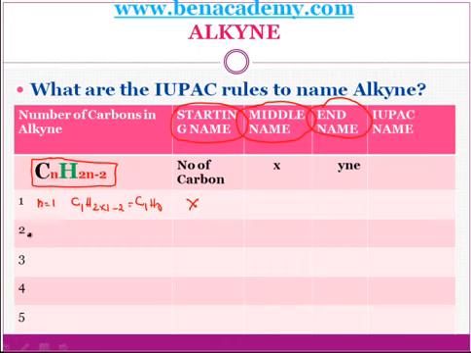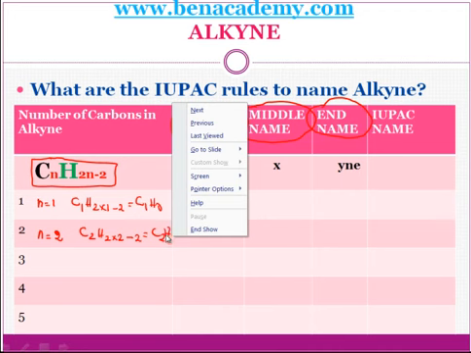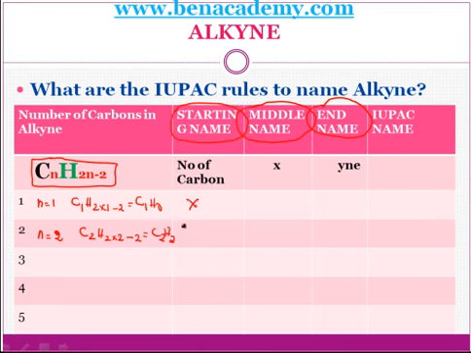Okay, if the number of carbons is 2, then the formula will be C2H(2 into 2 is 4, 4 minus 2 is 2). Therefore, C2H2. Now, what does the rule say? What is the starting name?